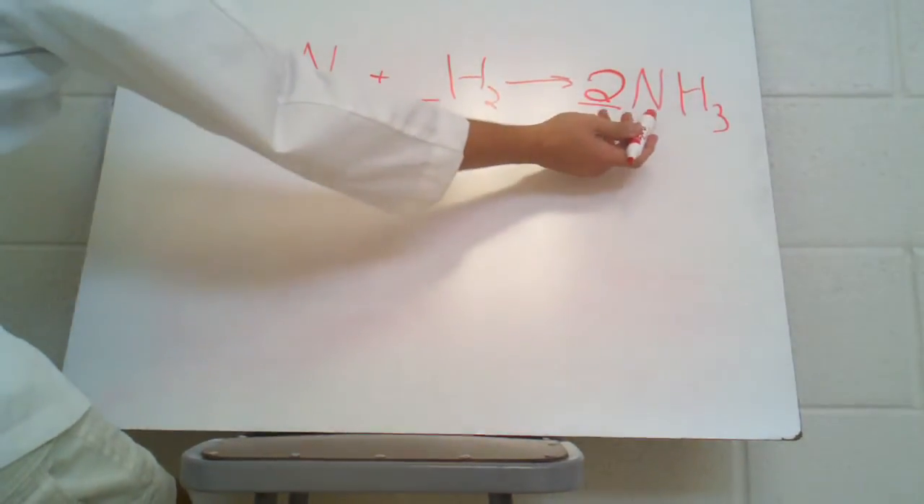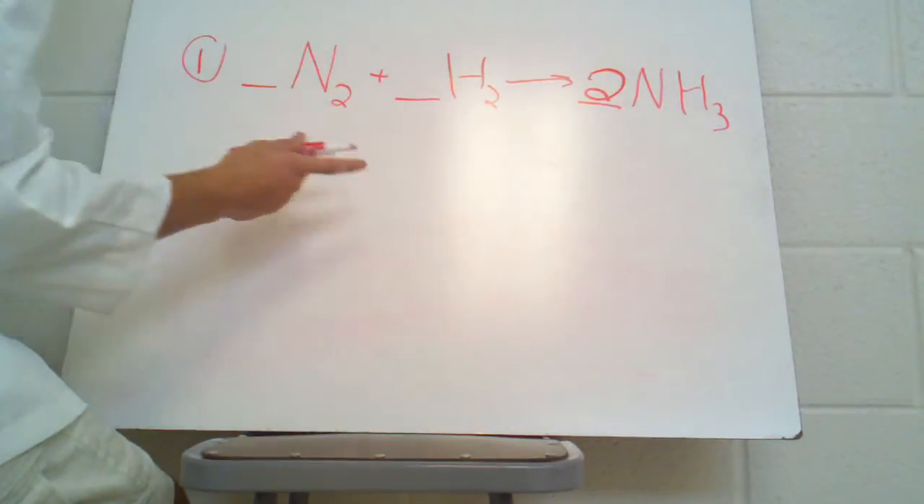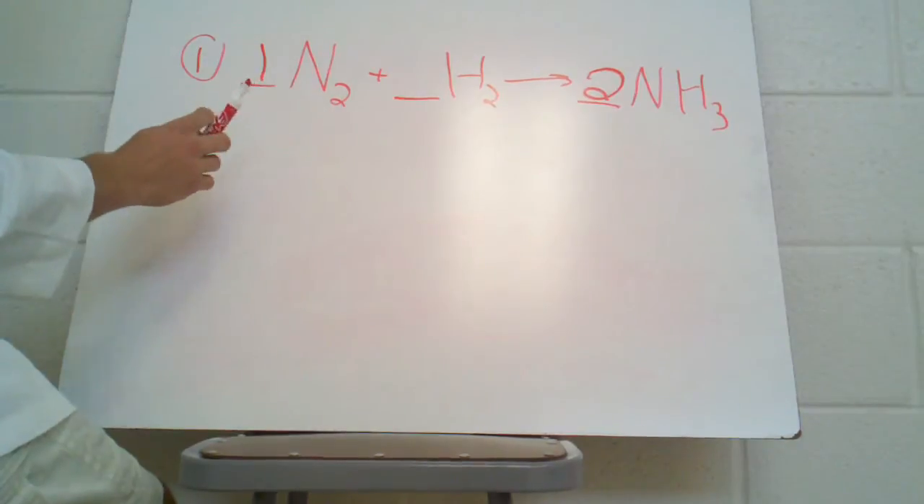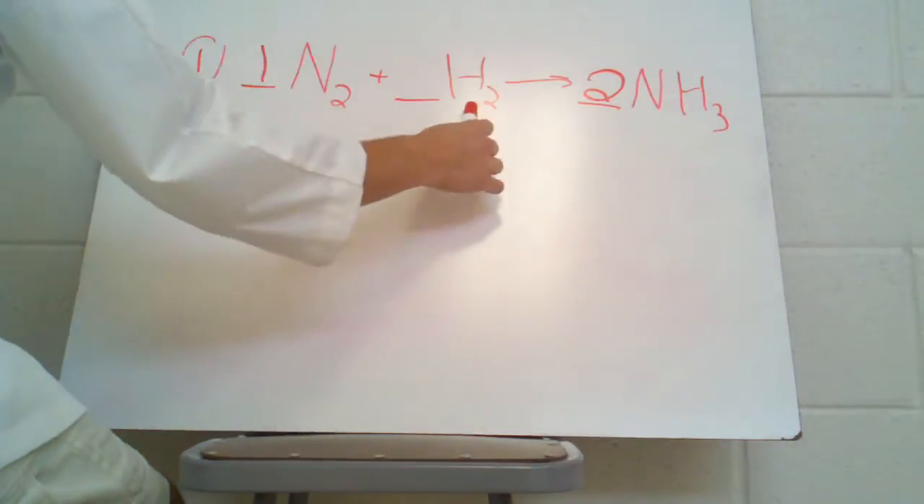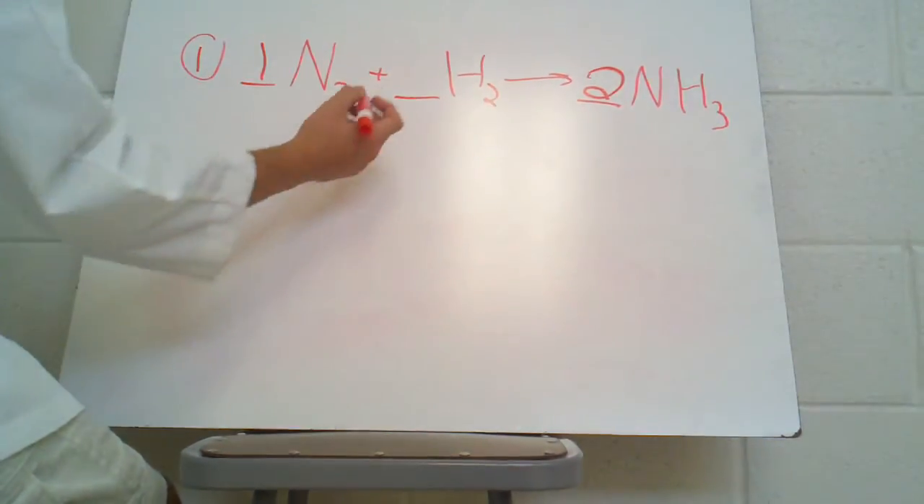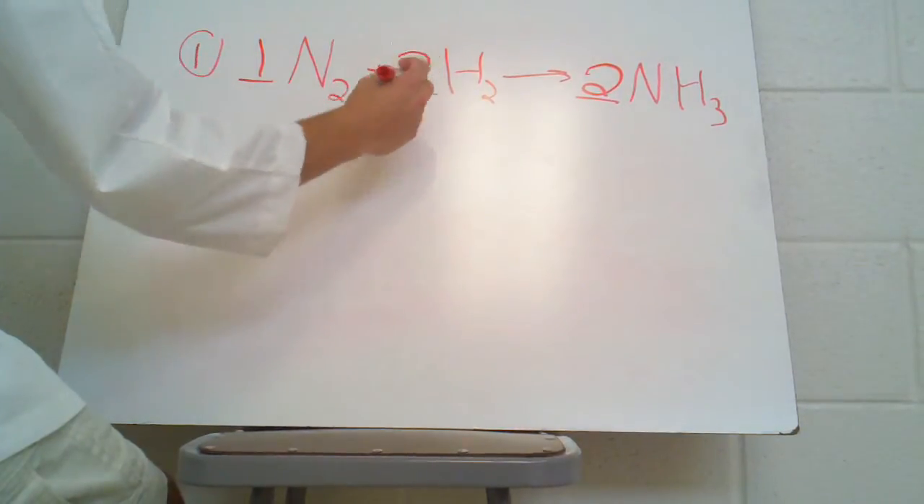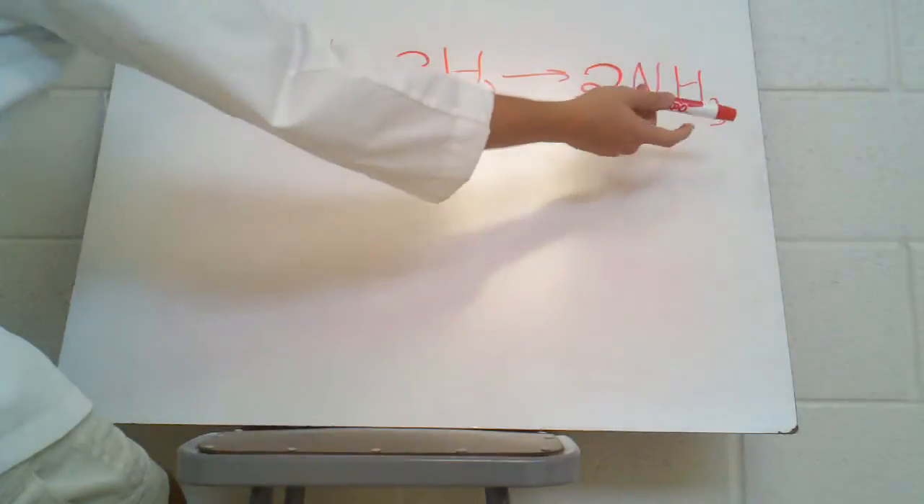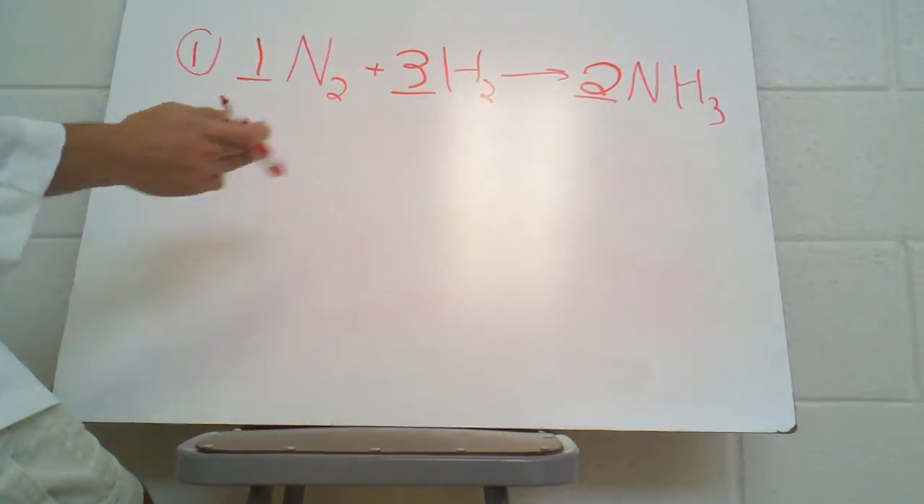Now we have 2 nitrogens, 6 hydrogens. Since the nitrogens match, we'll just put 1 there, so it's the same value. But the hydrogen values do not match, so we need to put a 3 in front of the hydrogen, because 3 times 2 is 6, 2 times 3 is 6, and all the values are now the same.